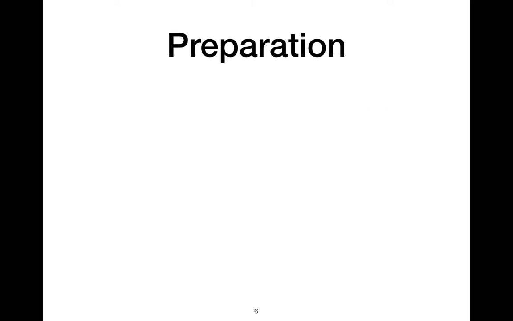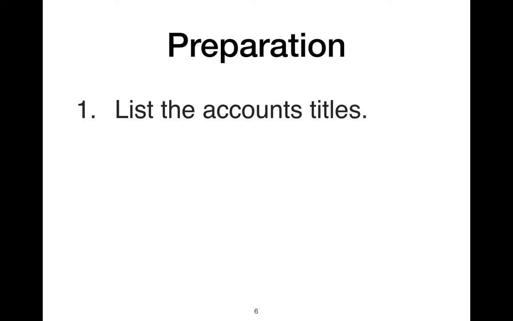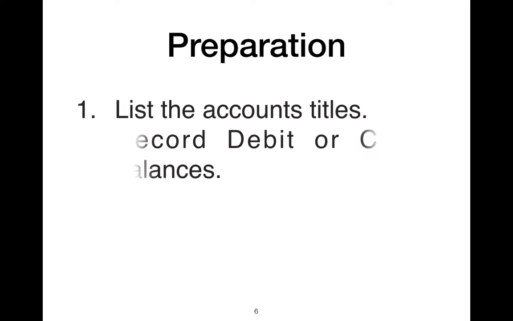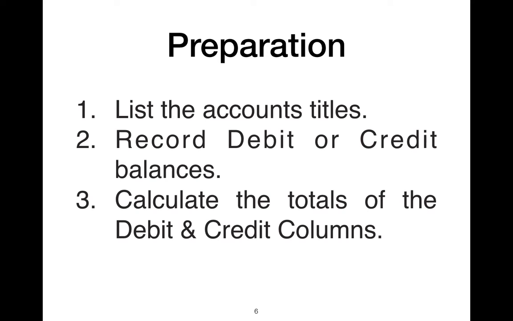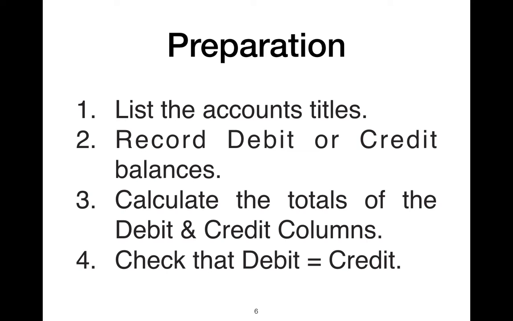Now, what are the steps for preparing a trial balance? First, we list the account titles. Then we record the account balances in the appropriate debit or credit column. Then we calculate the totals of the debit and credit columns. Finally, we check if the debit side is equal to the credit side.